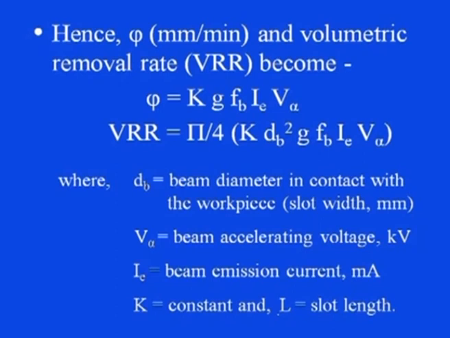This is shown on the screen, where dB is nothing but the beam diameter in contact with the workpiece, or it can also be considered as the slot width in terms of millimeter. Then V alpha is the beam accelerating voltage, which is expressed in kilovolt. IE is the beam emission current, which is expressed in milliampere, and K is a constant, where alpha is the slot length.